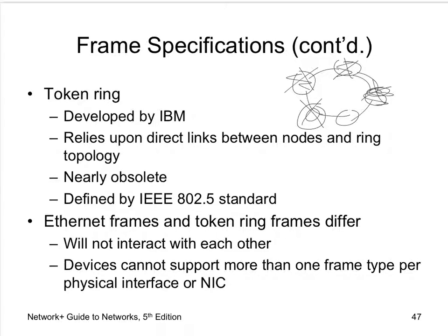Token ring is nearly obsolete, but it's still around in some older R&D and the medical field. The military still has them, because military and governmental systems still have a lot of old hardware and old networks. Ethernet frames and token rings differ. They will not interact with each other, and devices cannot support more than one frame type per NIC. A lot of token rings actually had 2 NIC cards, one input and one output, for those to work.